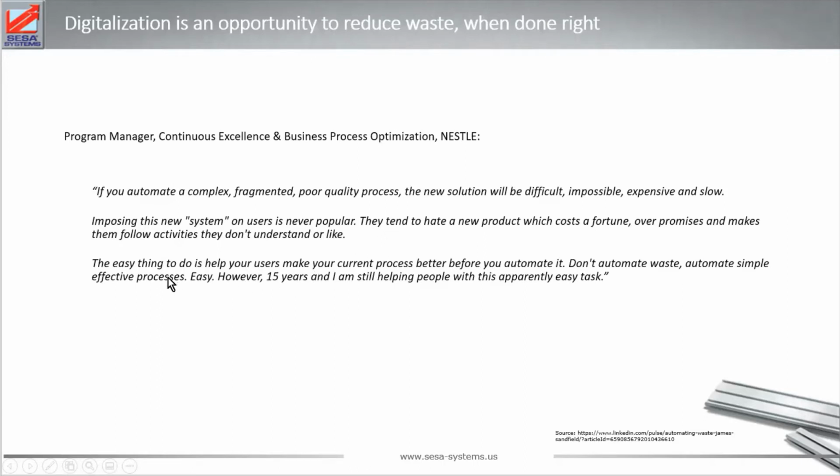So the easy thing to do is help users make your current process better before you automate it. Don't automate waste. Automate simple, effective processes. He says it sounds easy, but over 15 years, he's still helping people with this apparently easy task.